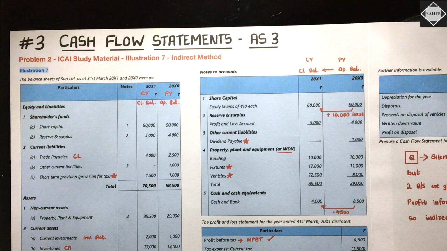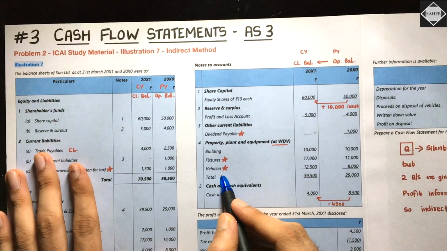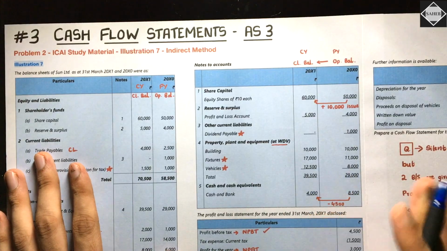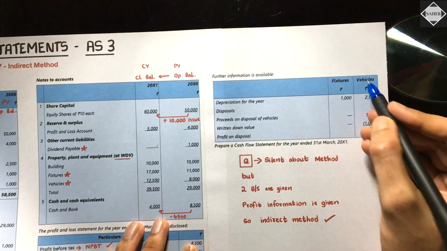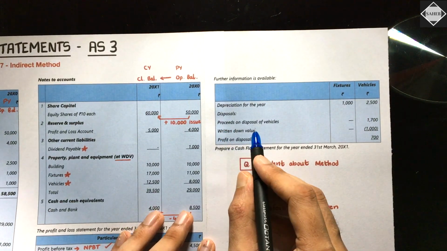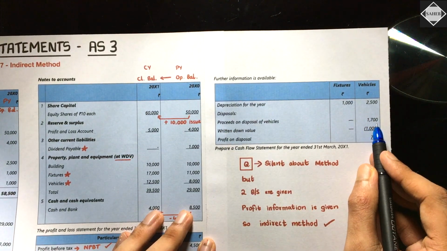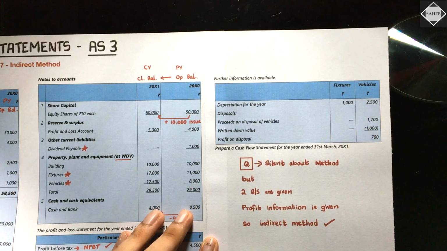Then next which account? Next, we have vehicles. We have star marked it. Why? Because we have opening and closing balance, there is a change in that, and then there are adjustments regarding this. Vehicles, what has happened? Depreciation, and then they have said we have sold vehicles and got 1,700. Written down value of that was 1,000. We have made a profit on disposal of 700.